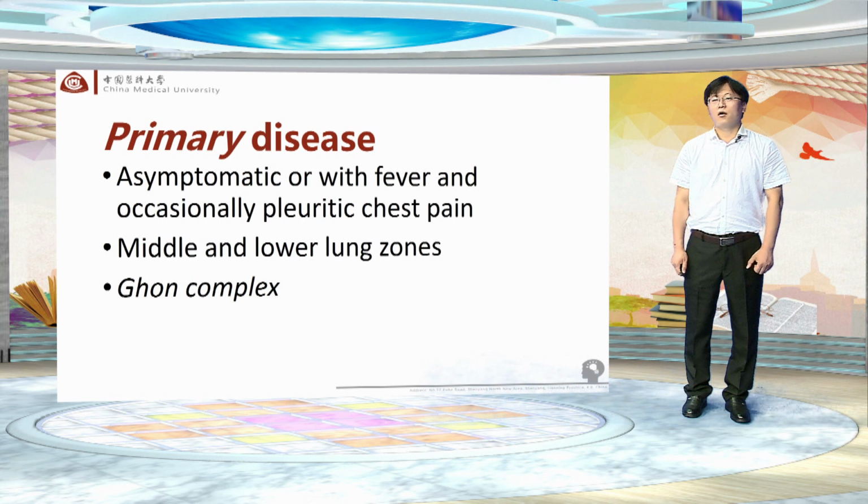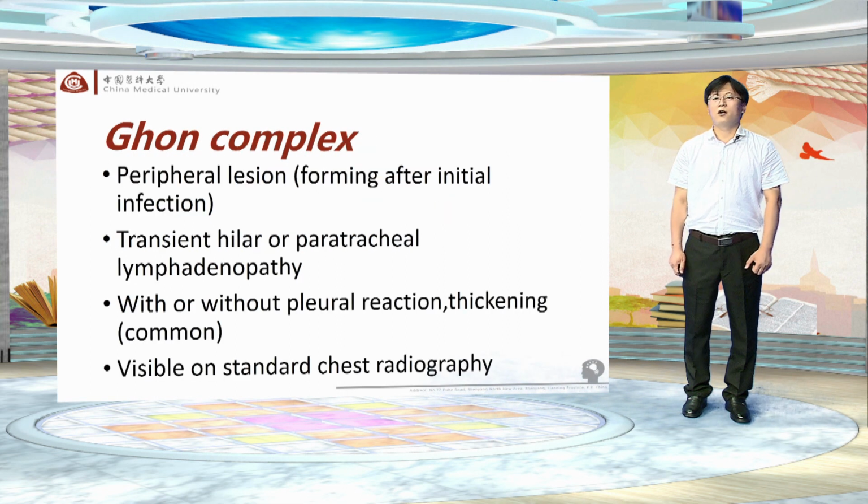Usually, the patients' middle or lower lung zones are involved. Some may have Ghon complex. What is Ghon complex? Ghon complex consists of a peripheral lesion and transient hilar or paratracheal lymphadenopathy. The peripheral lesion usually forms after initial infection. Patients may or may not have pleural reaction, but usually you can find thickening of the pleura.